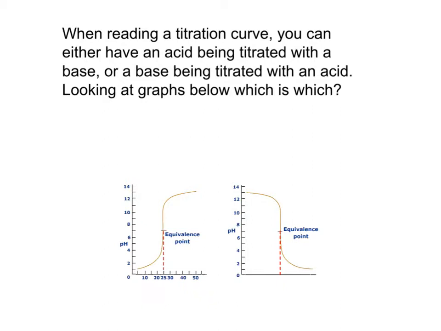So from the previous screen, when reading a titration curve, you can either have an acid being titrated with a base or a base being titrated with an acid. Looking at the graphs below, which is which? So think, look.